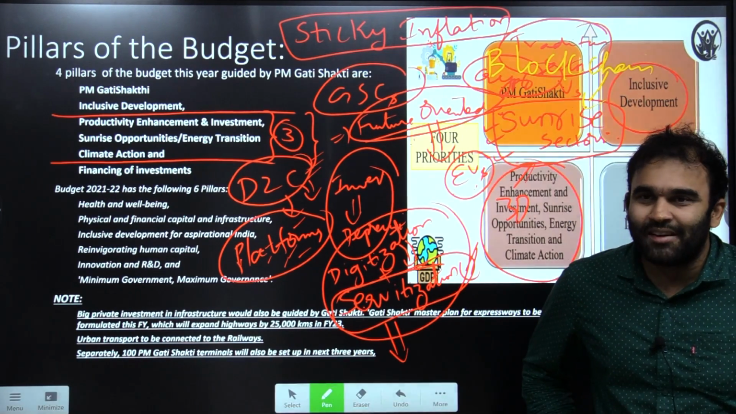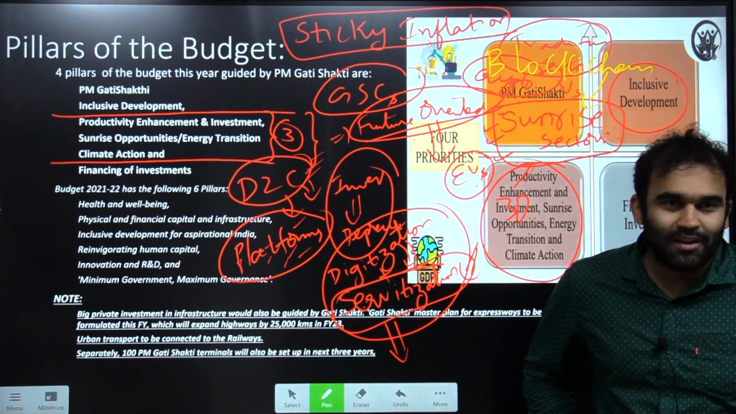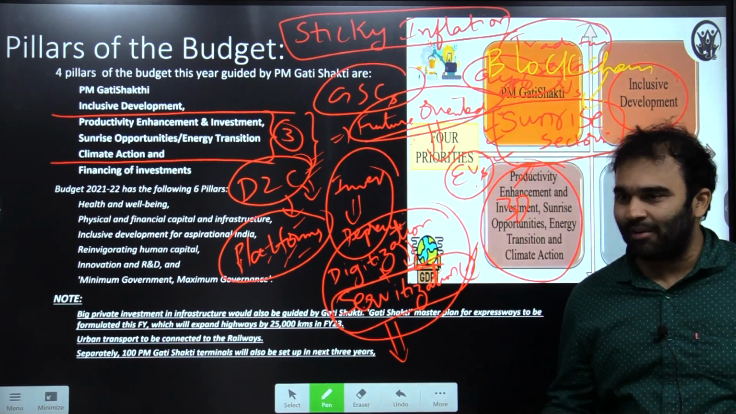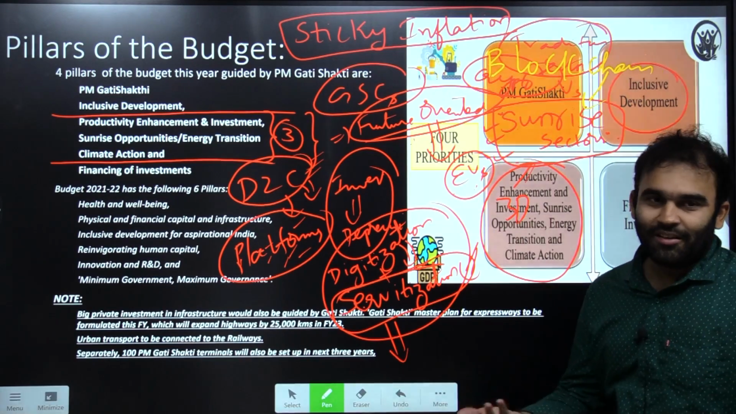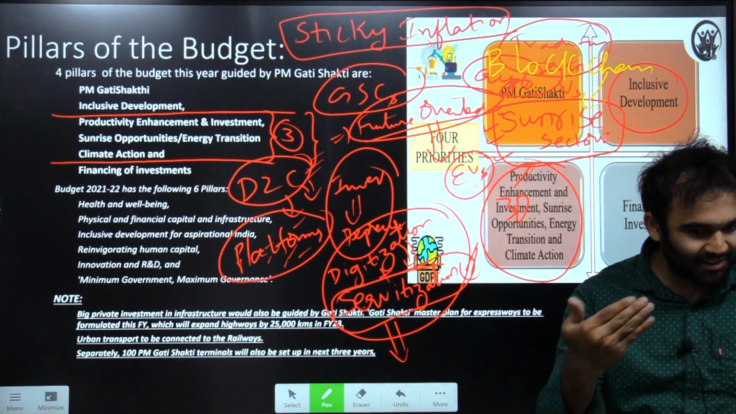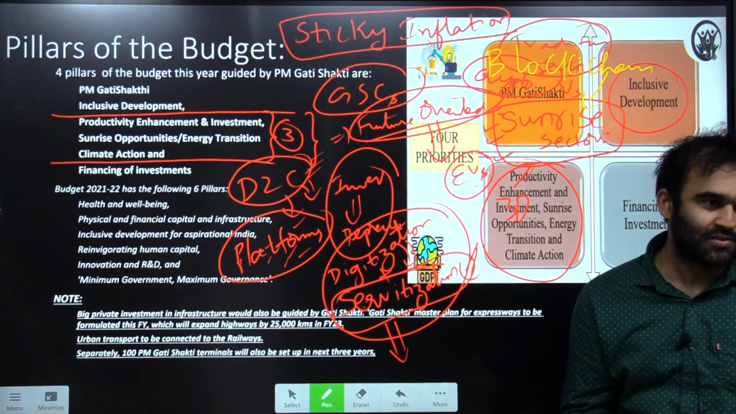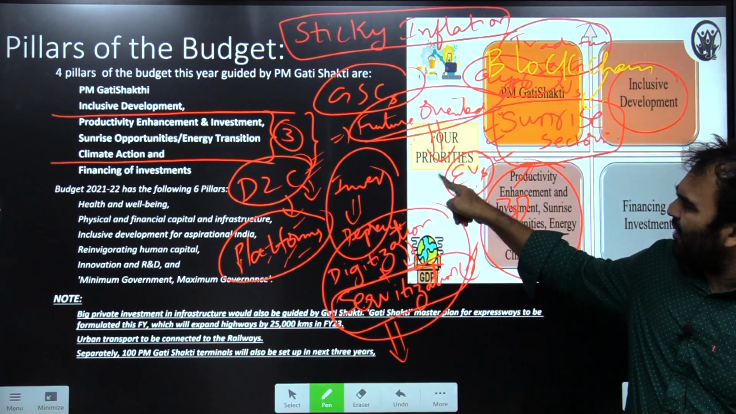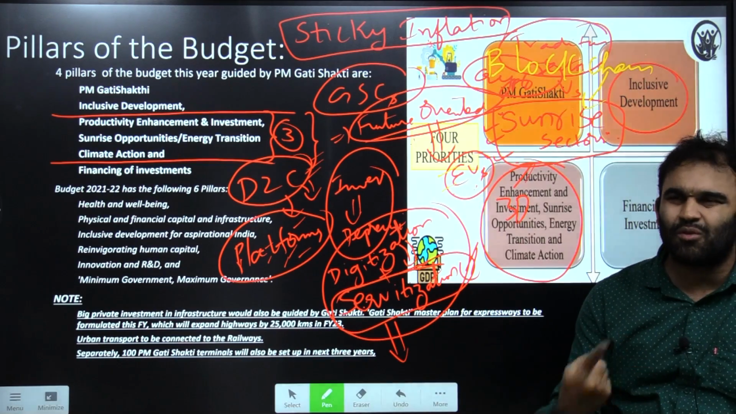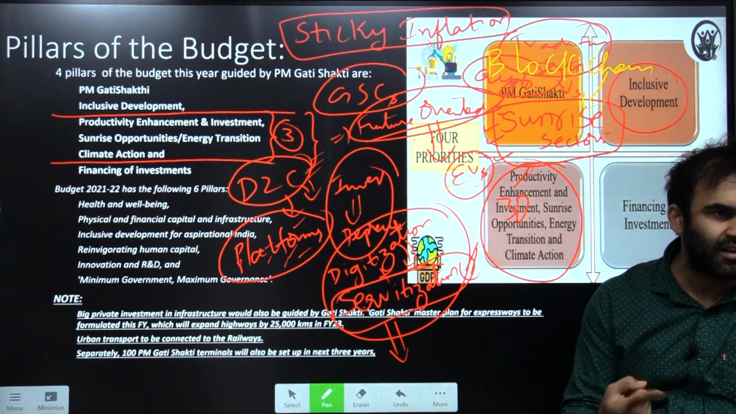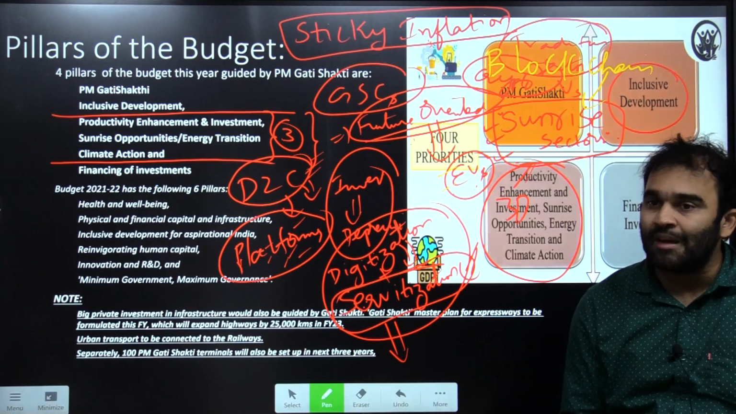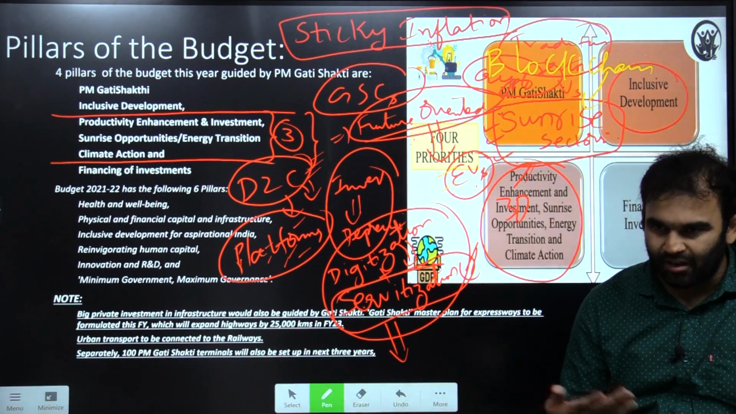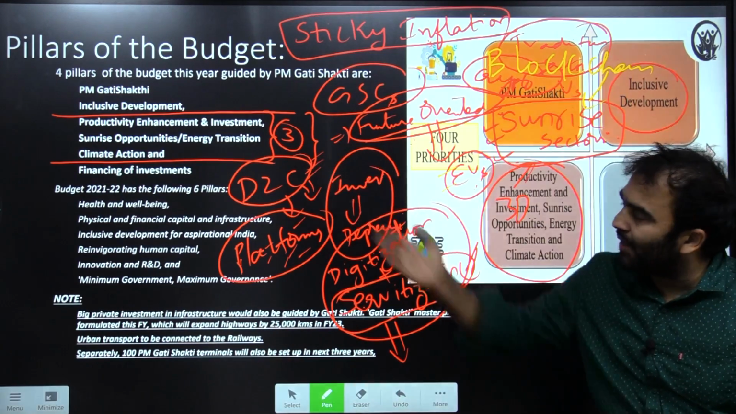See, again, end of the day, it doesn't matter what we believe in. What matters is what the government believes in. Government of the day, what they believe in. So whatever they believe in, those particular aspects will be given importance. So sunrise sectors, energy transition, of course, EV is one kind of energy transition. The hydrogen mission that the government is continuously, there is this new scheme also that the government is focusing upon, hydrogen mission. So hydrogen mission, that is also part of energy transition.